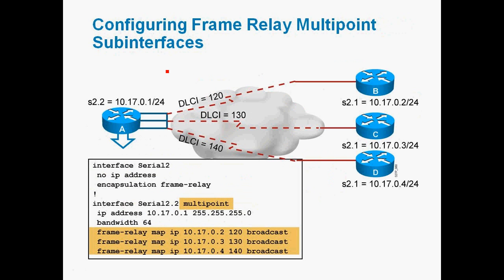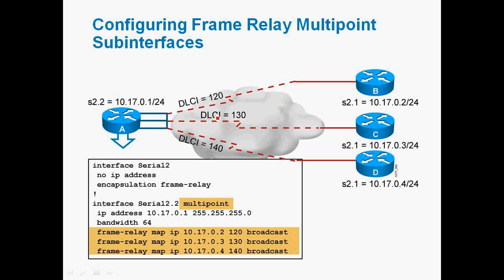Configuring a frame relay multi-point subinterface. Here we can see routers A, B, C and D. This is the cloud. In the cloud we have dozens of frame relay switches. So here go to interface serial 2.2. Here we can give 10.17.0.0. So in this whole topology we use the same subnet only, 10.17.0.1, 2, 3 and 4.